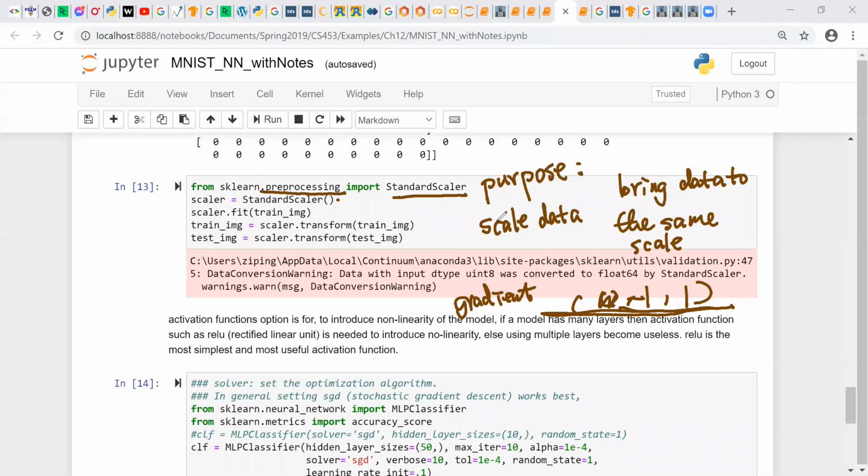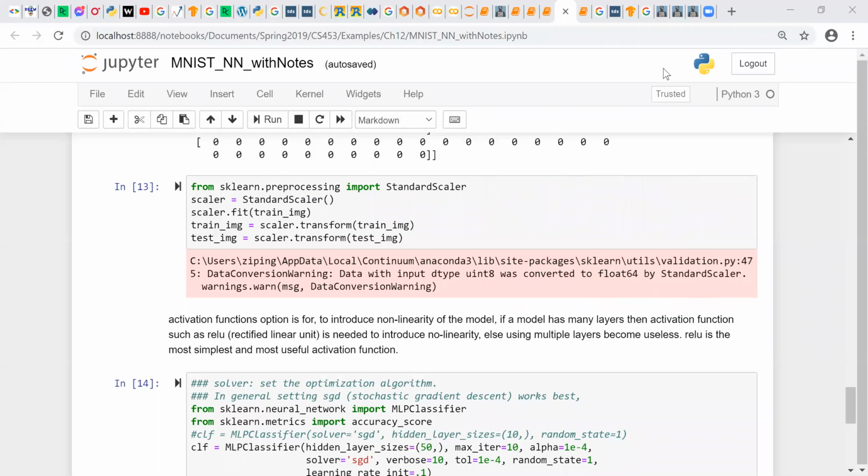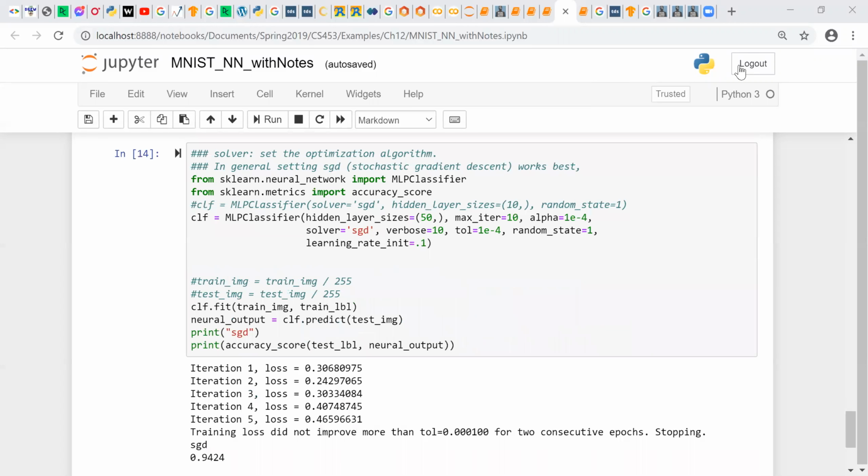This is one of the most important parts in machine learning. You need to bring data to the same scale. There are generally two ways. One is called standard scaler. The other is normalization. And then you fit and transform the data, etc. So nothing new here. Some review.